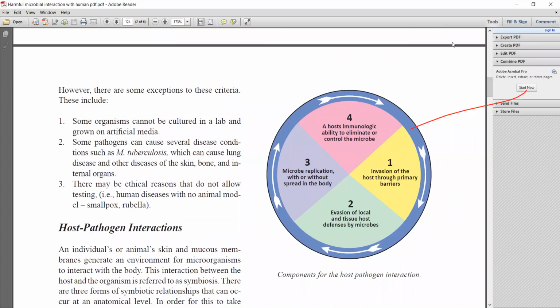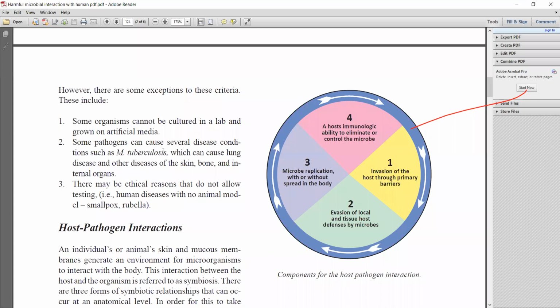Now, the Koch postulate is a good way how you can determine the organisms responsible for a disease, but again there are some exceptions to this criteria. First of all, some organisms cannot be cultured in a lab and grown on artificial media, so that causes a problem if that particular organism cannot be cultured in a lab.